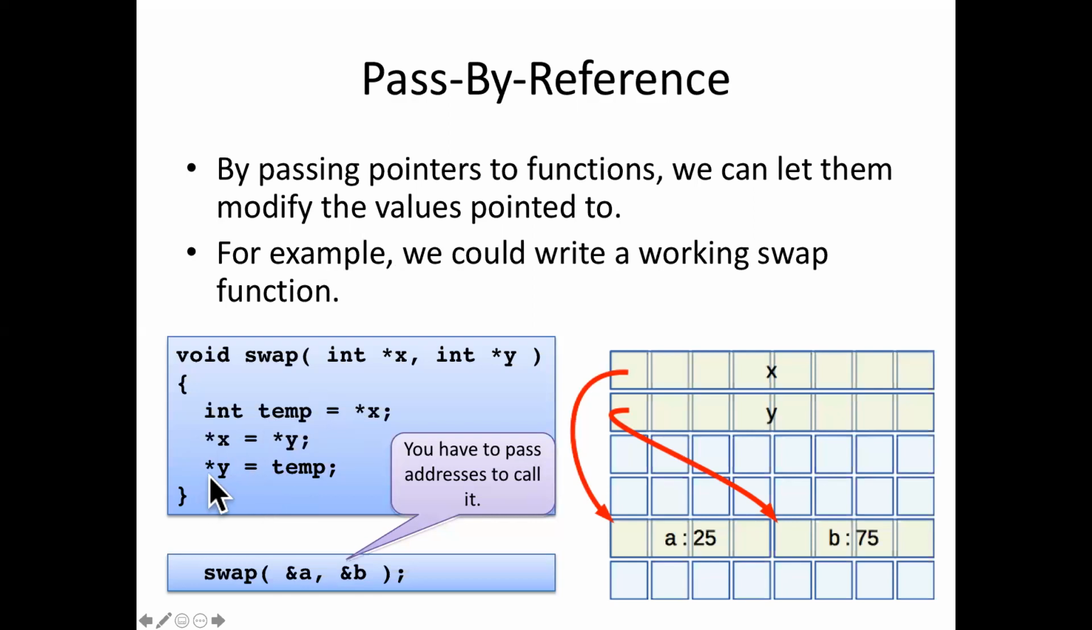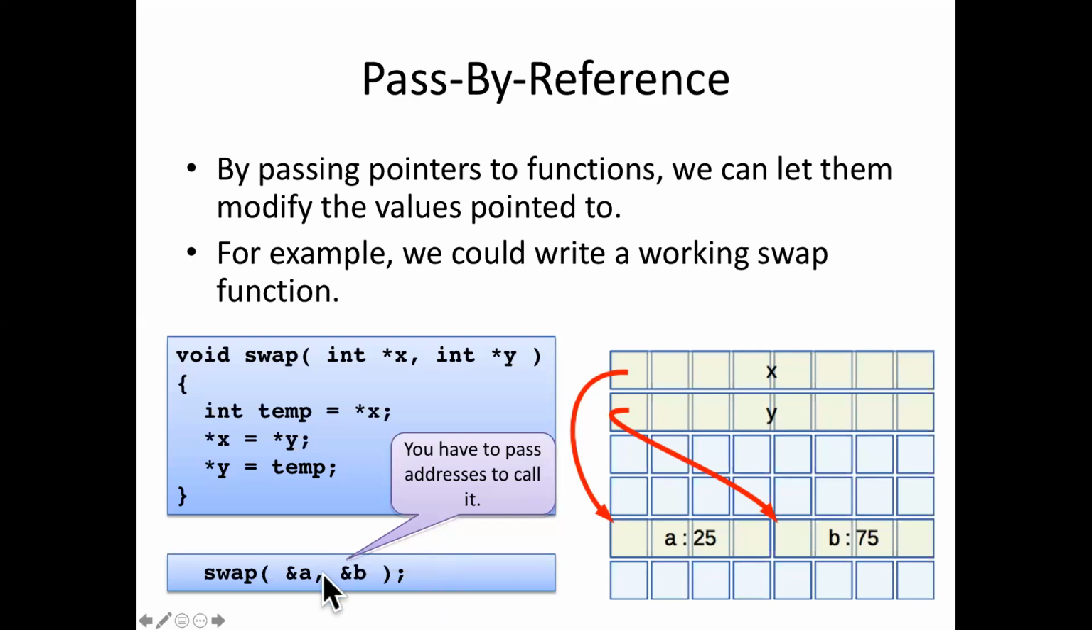whatever y points to. So for all those stars sitting out in front of these variables, that means I'm following these pointers to the things that they point to. And that's kind of the standard sequence of operations you would do for swapping two variables. But you're doing it here via their addresses rather than just via their values.